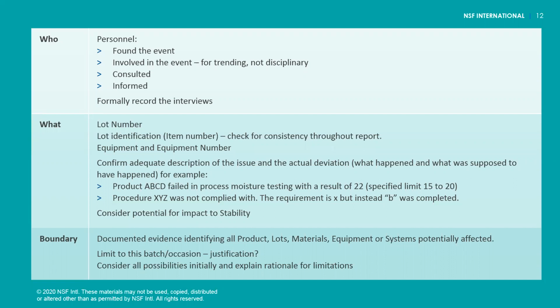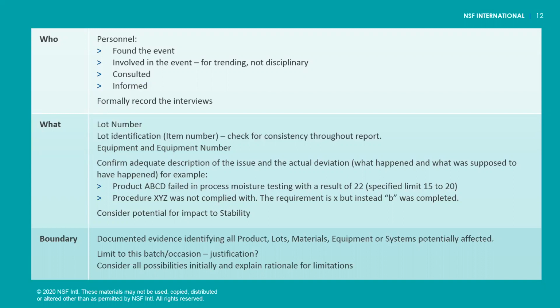So the who and the what covers off everybody that was involved, those that were consulted and those informed. And this isn't for disciplinary purposes. This is so that you can understand which areas are having the most challenging times. Maybe they need additional training. Maybe you actually don't have a great process in that area, and the good staff are hiding the fact that the process is poor.